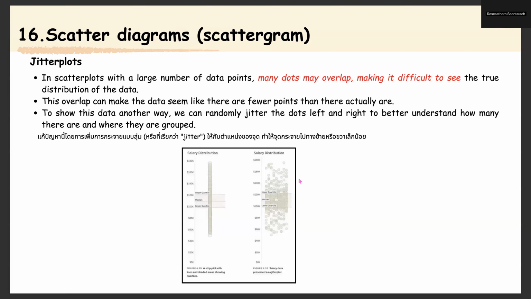Sometimes in scatter diagrams with a large number of data points, many dots may overlap, making it difficult to see the true distribution of the data. This overlap can make the data seem like there are fewer points than there are. To show this data, you can randomly jitter the dots, left and right, to better understand how many there are and where they are grouped.